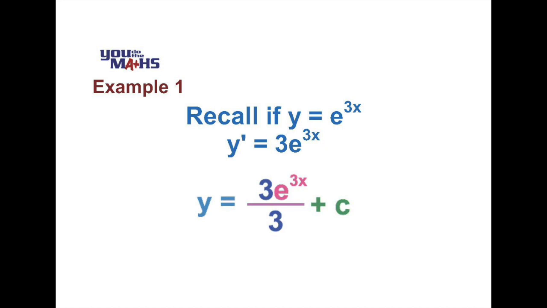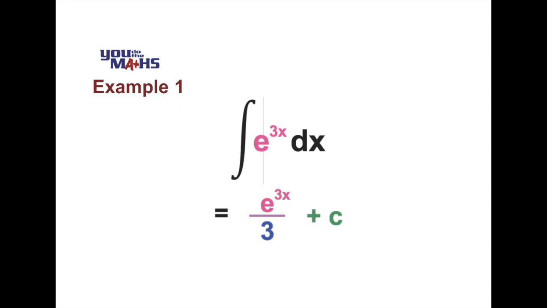So going back to our original integral, if we've got the integral of e to the 3x, the antiderivative is e to the 3x divided by 3, which is the derivative of that power. Now that only applies where the index is a linear expression. So in the general case, if we've got e to the kx or any linear expression, we divide by the derivative of that power when we anti-differentiate.